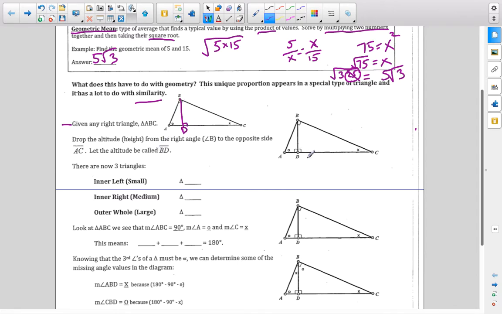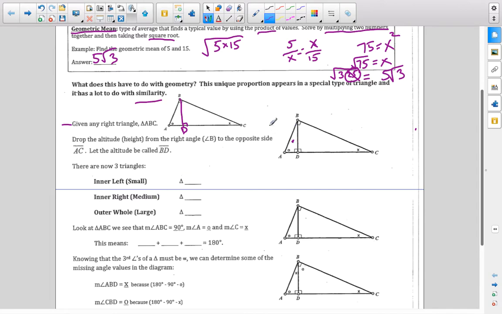Okay, pretty much looks like this diagram over here. Here's the altitude, BD. Here's my original right triangle, ABC. From the right angle, I dropped a perpendicular line to the hypotenuse. Now there's three triangles. There's an inner triangle, the small one. Here's the small one right here.